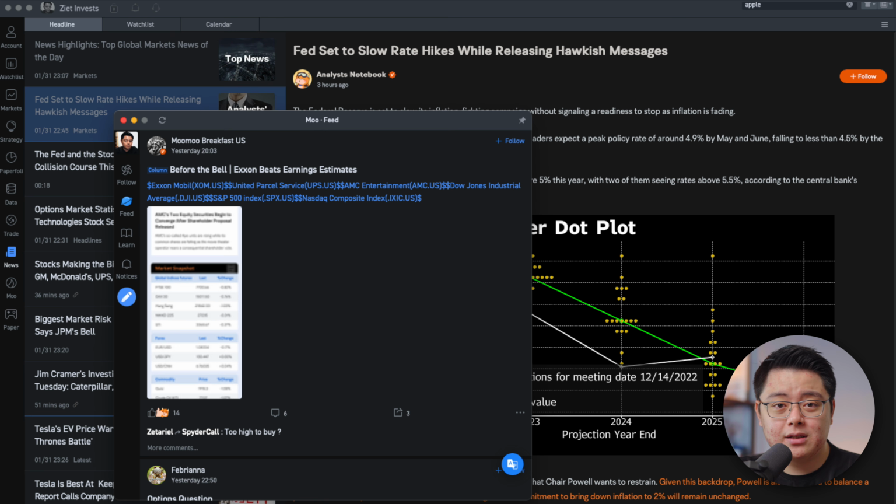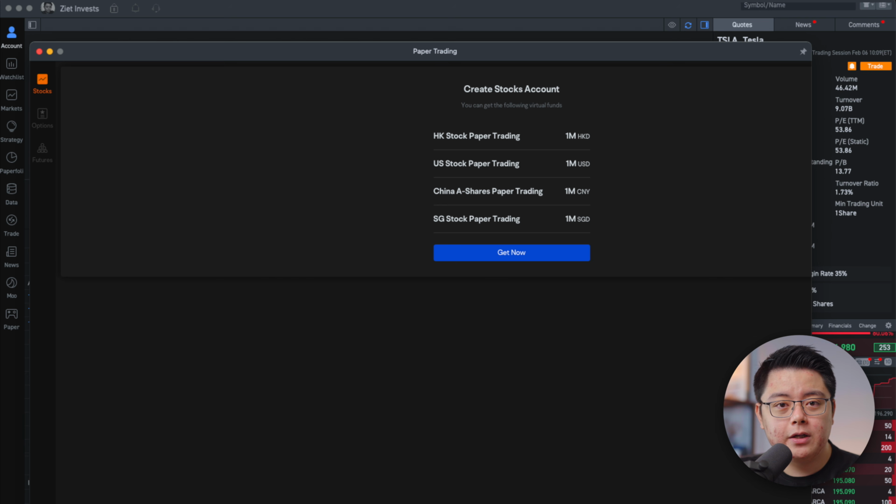And the Moo tab is essentially a combination of Facebook and Twitter. It's another social feature that I personally don't use that much, but of course feel free to explore it yourself. The last tab here is the Paper tab, which is basically a paper trading account that you can open and trade with simulation money, i.e. fake money. So you can use this to backtest your trading strategy if you ever want to go that trading route.